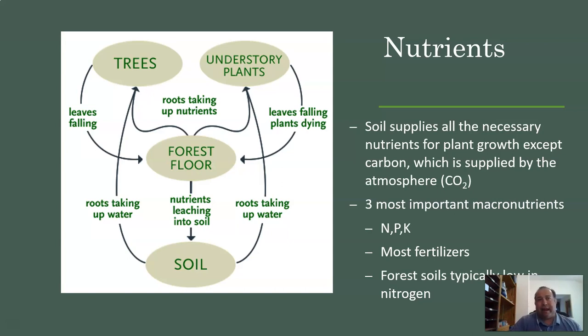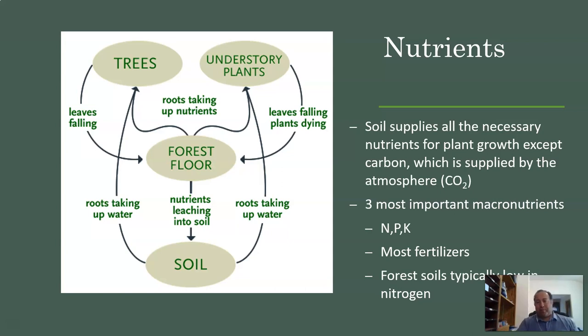None of the things that happen on this planet happen by accident. It all comes together in these beautiful interactions. The three most important macronutrients are nitrogen, phosphorus, and potassium, or NPK.